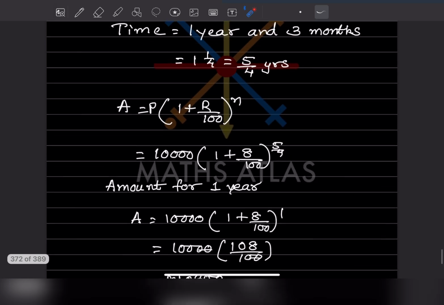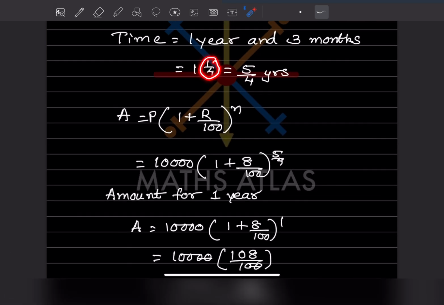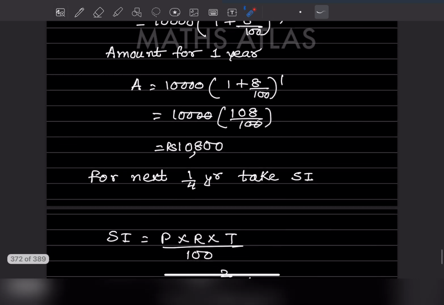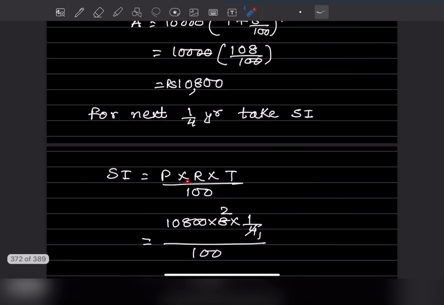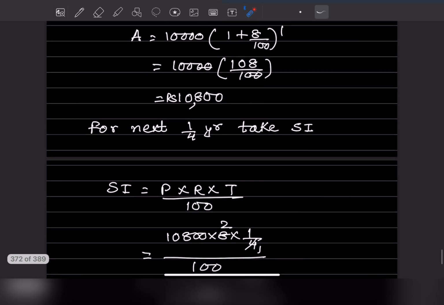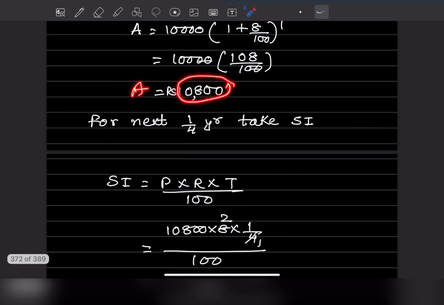Now you will see what is left here. After 1 year, what is left is 1 by 4. So now we will see for the next 1 by 4 year. In this one, we have to take the simple interest. The formula for simple interest, SI, is P into R into T by 100, that is principal into rate of interest into time by 100. What is the principal given here? Whatever amount we got here is the principal, that is 10,800. The rate of interest is the same, 8. And in place of T, we are going to write 1 by 4, because we are looking for 1 by 4, and divide by 100.